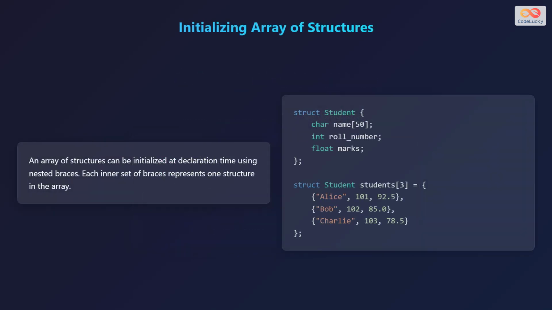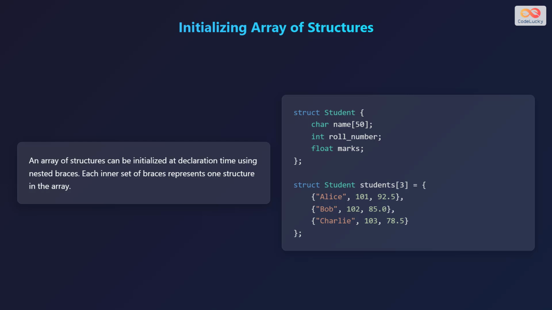An array of structures can be initialized at the time of declaration using nested braces. Each inner set of braces represents one structure in the array. For example, consider a structure named student, with members like name as a character array, roll number as an integer, and marks as a floating point number. To initialize an array of 3 student structures, we can use the following syntax.